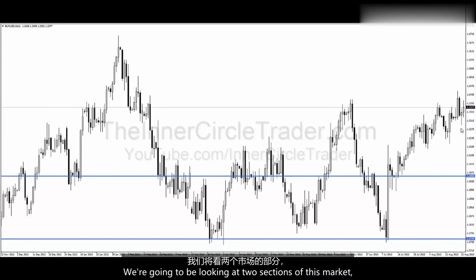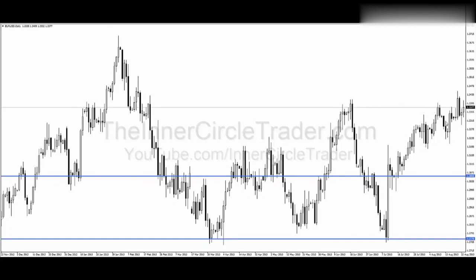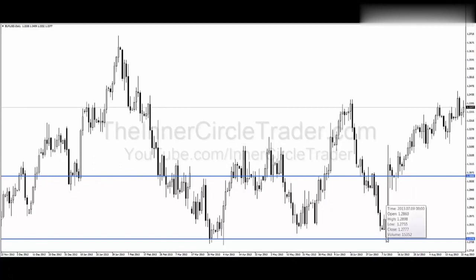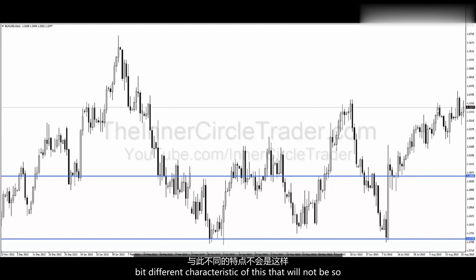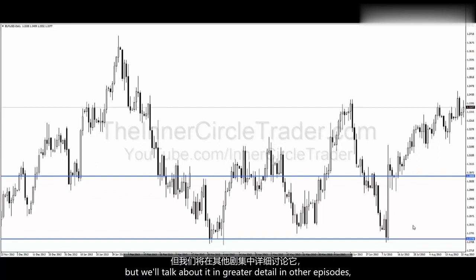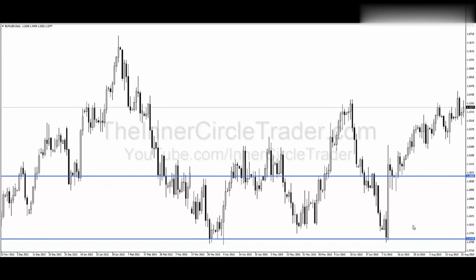We're going to be looking at two sections of this market. We're going to be looking at this move here, and we're going to be looking at this move down here. So we're going to be looking at a trending environment, which is what this is here, and a potential reversal area. And we're going to be looking at this specific price sample here. It has a little bit different characteristic that will not be so notable here, but we'll talk about it in greater detail in other episodes. But for now, let's take a look at this section in price action first.